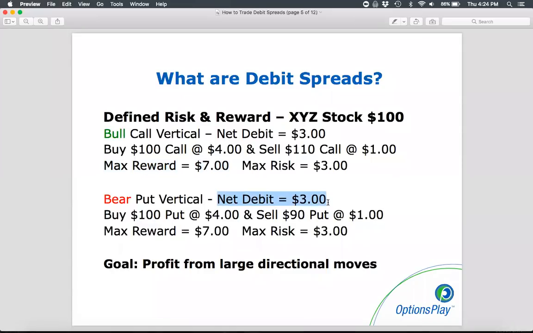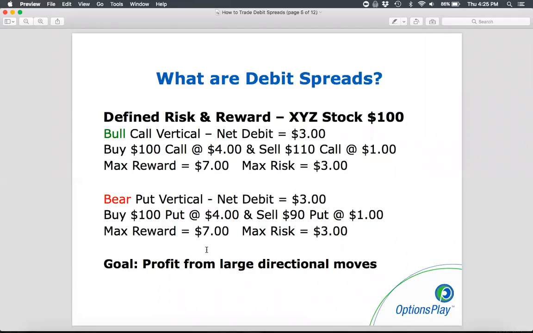And just like the call spread, your max risk is defined by how much you pay for that spread. So if you pay $3, your risk is $3, and the rest of the distance between the strikes is your max reward. So again, same thing. If you have a $3 risk on a $10 wide spread, your max reward is going to be the rest of that, $7. So that's how you construct a debit spread from a very academic perspective.